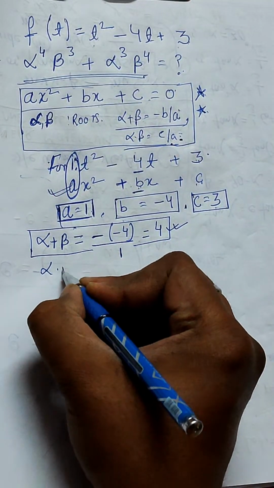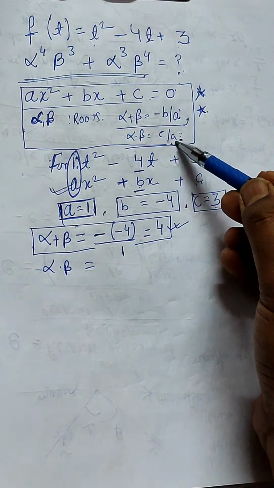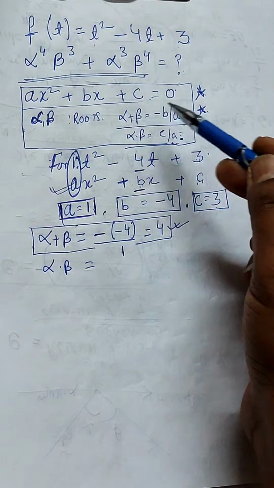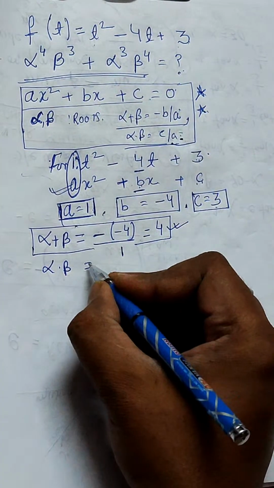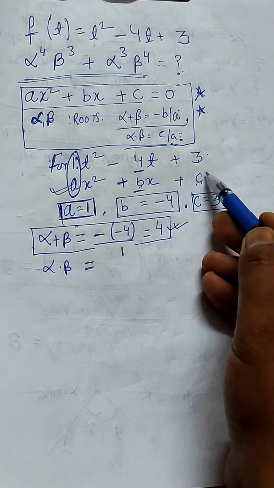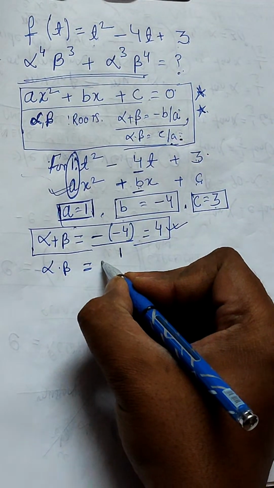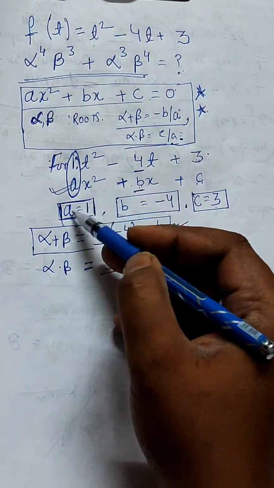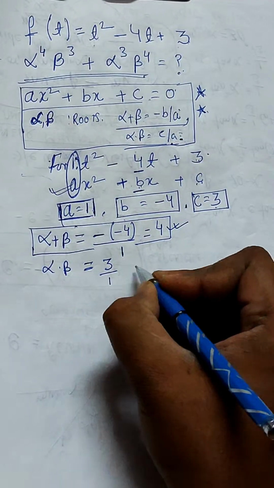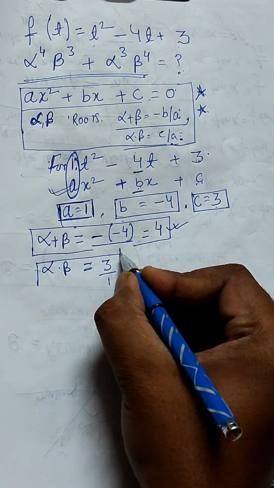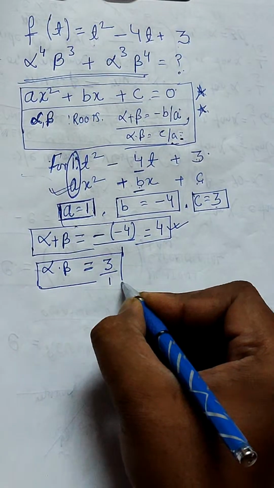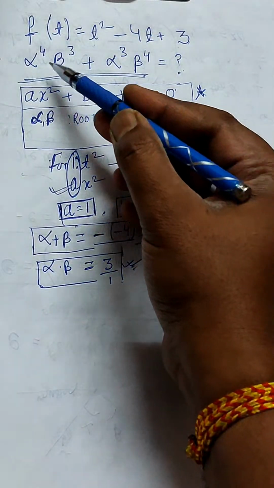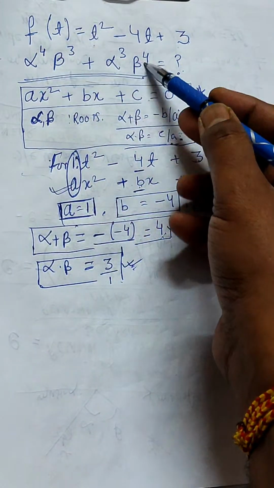Similarly, for the product of the roots, just use this formula: alpha into beta equal to c by a. You need to remember this one, right? What is the value of c which we have identified? It is 3. And the value of a is 1. So 3 by 1. So the product of the roots, that is alpha into beta, is identified as 3. Now we just need to use these values to calculate alpha 4 beta cube and alpha cube beta 4.